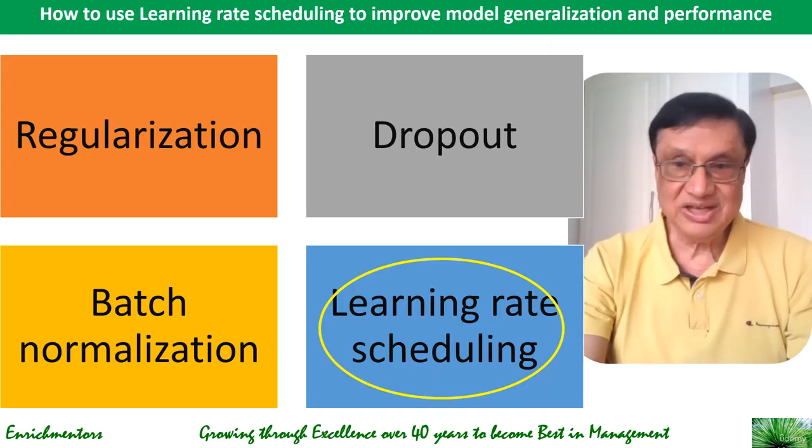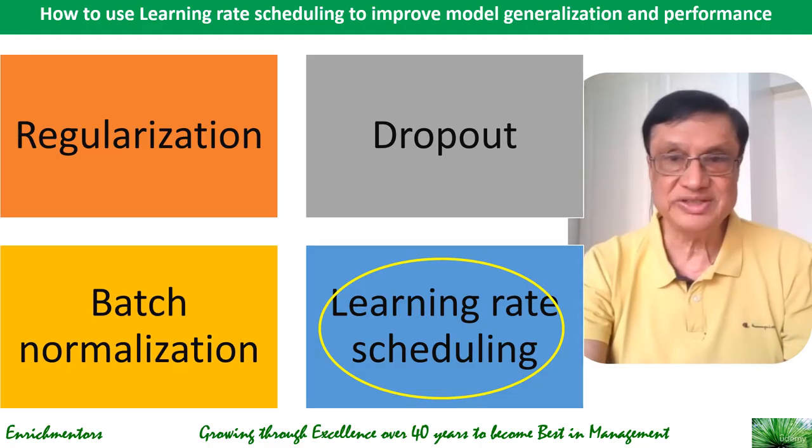The last thing is the learning rate scheduling that we will talk about in this lecture. So this is a technique that is used to adjust the learning rate during training to improve model generalization and performance. This involves modifying the learning rate over time based on predefined schedules or conditions. And how can you do that? Let's take a look at that in the next few slides.